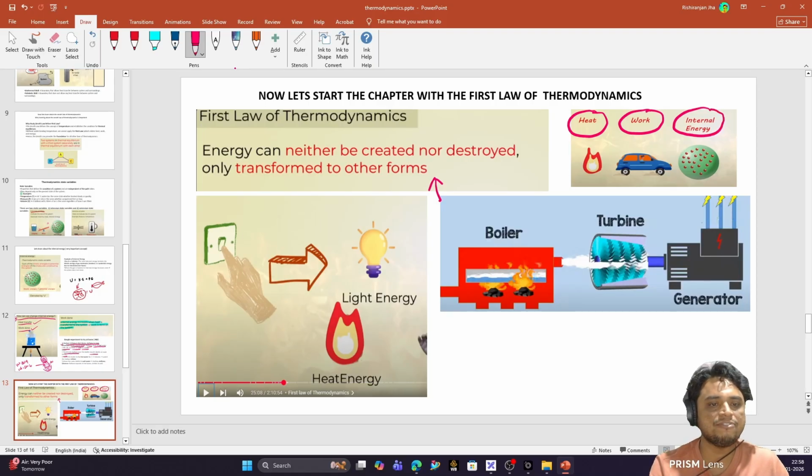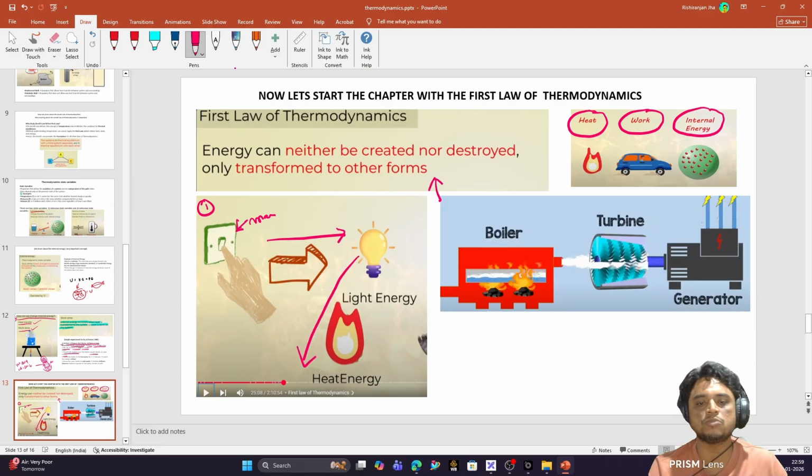So let's look at the first example. In the first example, you can see that we turn on the light switch, that is mechanical energy. That mechanical energy got converted into light energy after you turn on the switch, and as the bulb glows, it produces heat. So some of that light energy got converted into heat energy. In this process, you can clearly see that energy has neither been created nor destroyed, but it has been transferred from one form to another form. You turn on the switch, the mechanical energy gets converted into light energy, and as the bulb glows, some of the light energy gets converted into heat energy.